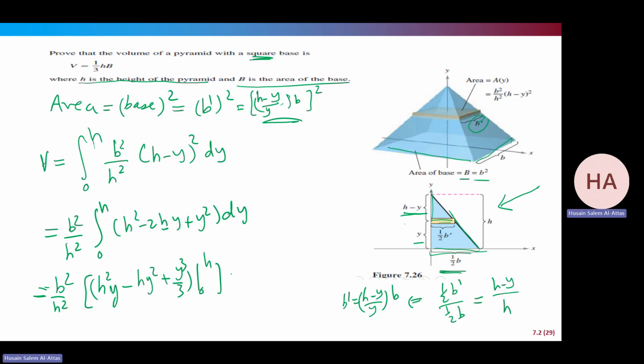That gives me what? B squared over h squared. Substitute, that will be h cubed minus h cubed plus h cubed over 3. This cancels. So I have what? 1 over 3 h b squared. And what is b squared? Capital B. I know the area of the base is capital B. So this will be the volume, which is this one.